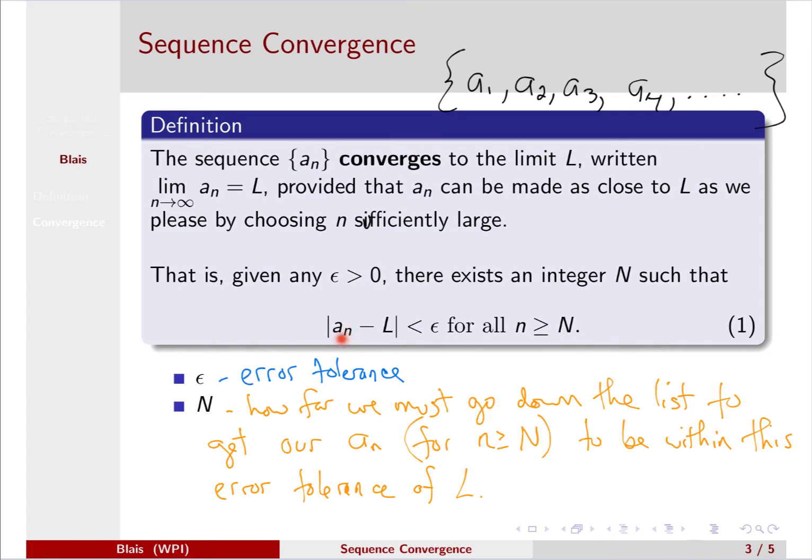So the way you can think of this is you're given an error tolerance and you want the terms in your sequence to be within epsilon of L. So think of this as the distance. The distance between a sub n and L is smaller than epsilon once you're past this capital N in the list, once you're far enough down the list.